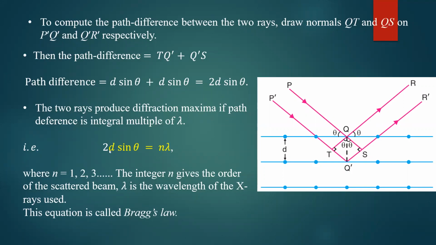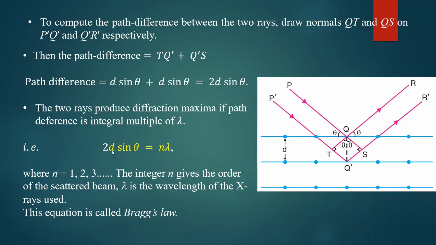Therefore, this path difference 2D sin theta must be equal to n lambda, where lambda is the wavelength of the incident X-ray. This expression is called Bragg's law of X-ray diffraction, or sometimes X-ray reflection. Here n can take the integer values 1, 2, 3, etc. The integer n gives the order of the scattered beam, and lambda is the wavelength of X-ray used. This equation is called Bragg's law. It is very, very important.